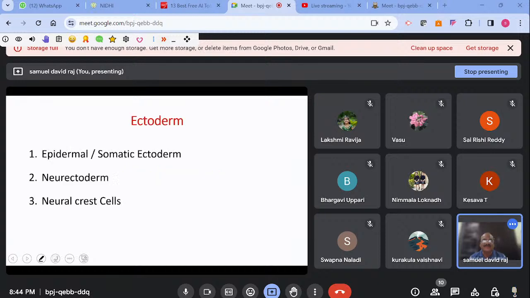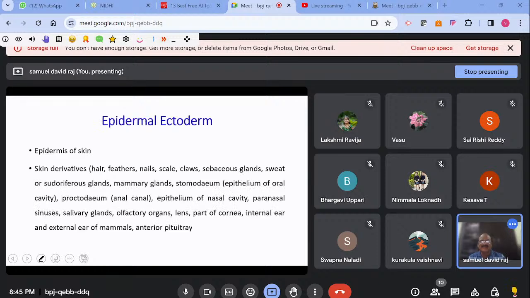Fate of germinal layers. So we see ectoderm. In ectoderm, we come across epidermal ectoderm, which is also called somatic ectoderm, and the one which forms the nervous tissue, that is neuroectoderm, the nervous system. And during the formation of the neural tube, we see certain cells here. We call them neural crest cells. So what is the fate of these three?